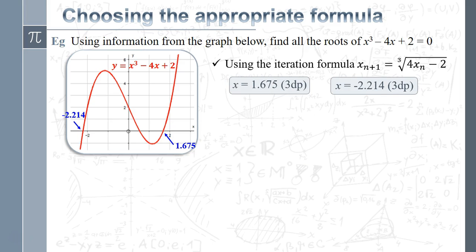Now which root you found depends on where you started off. If you start off with a starting value maybe of 2, you'd have got to this value here. If you start off with a starting value maybe at 0 or minus 1 or minus 2, you'd have ended up at this one down here.